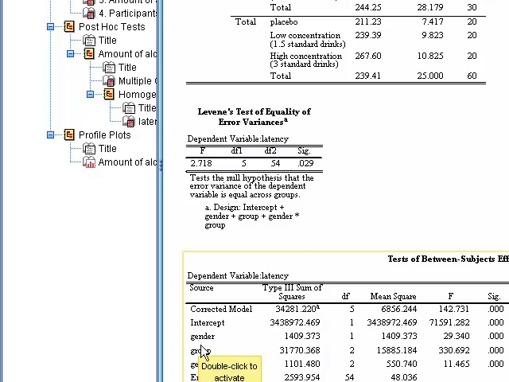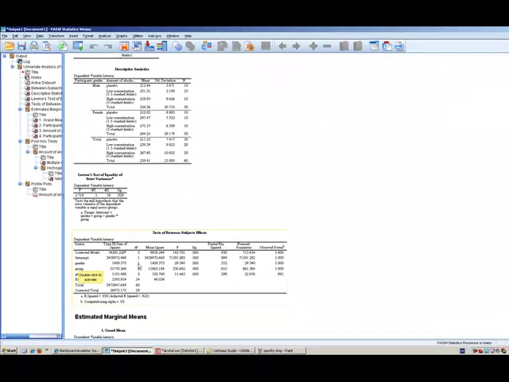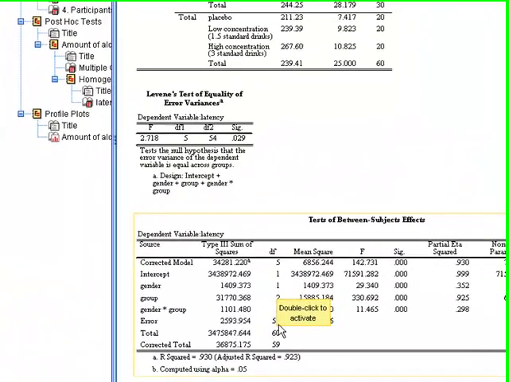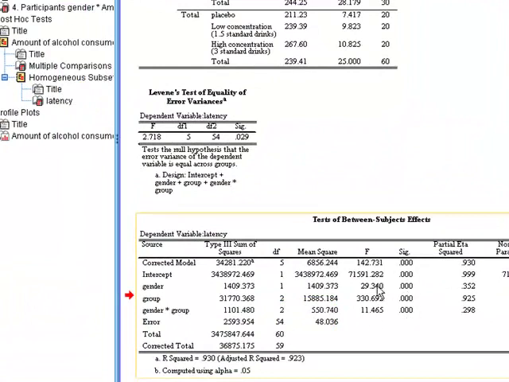Actually, gender collapsing across all groups is really what we should be saying. And we can see gender collapsing across or ignoring all groups. The statistic is F with 1 and 54 degrees of freedom equals 29.34, comma P equals 0.001. Looks like there's a gender effect. And again, eta squared is good, power is good.